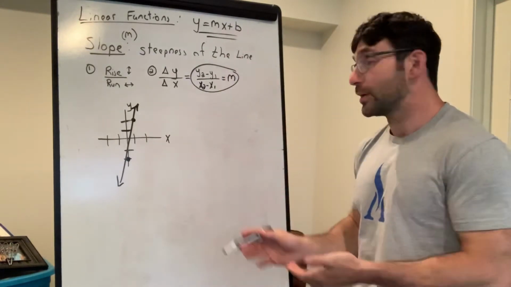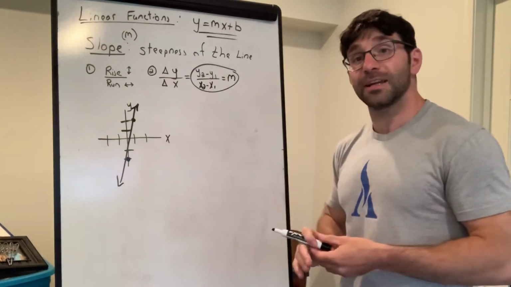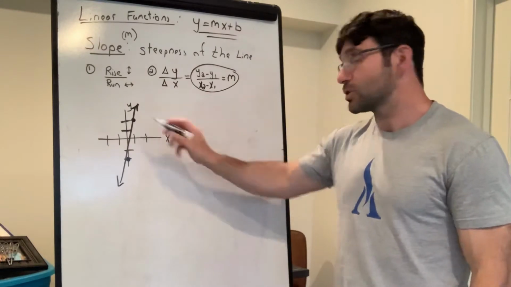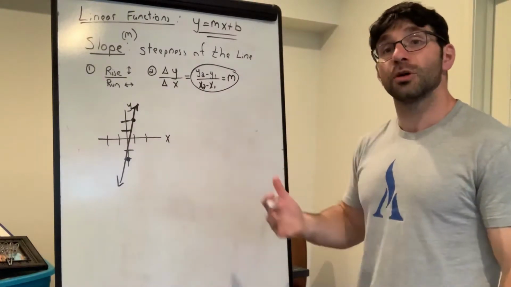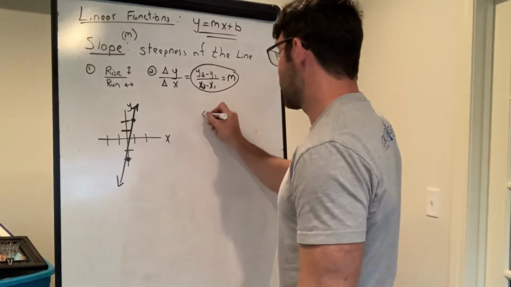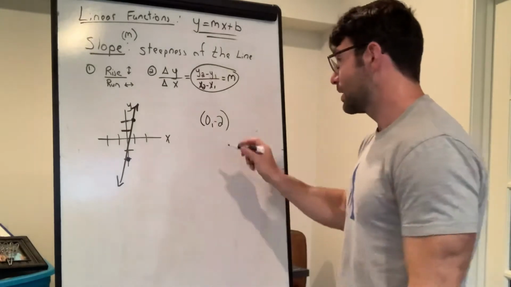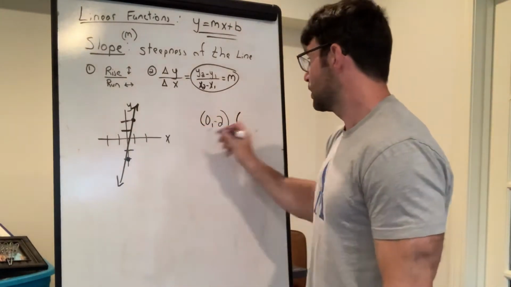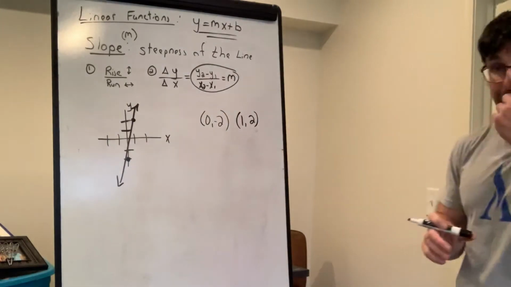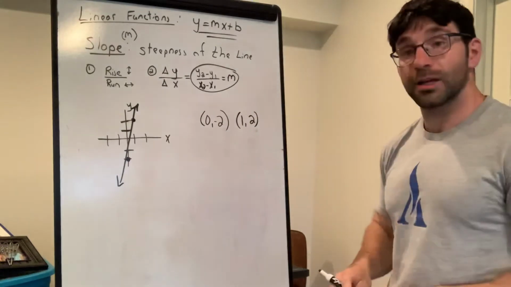Sometimes you'll be given the equation and asked to graph. Sometimes you'll be given a graph and asked to find the equation. Sometimes you won't even be given the graph, just two answers to a particular equation. In this case, we have the points (0, -2) and (1, 2). I want to find the slope of this. So I'm taking these two points and writing them out.